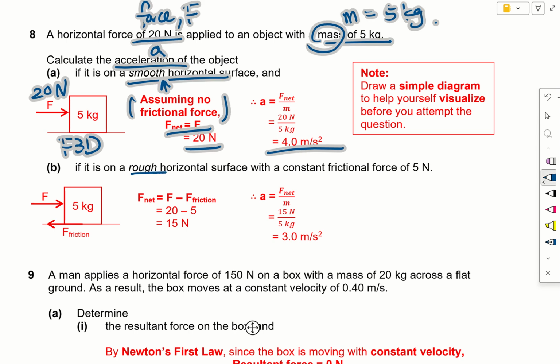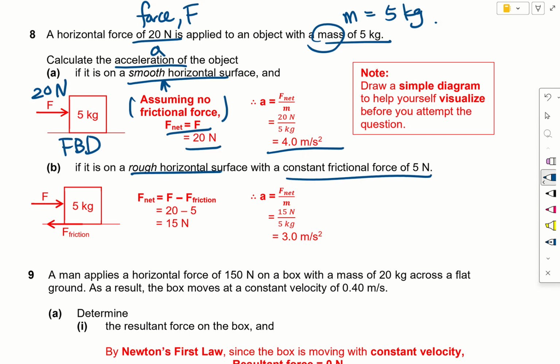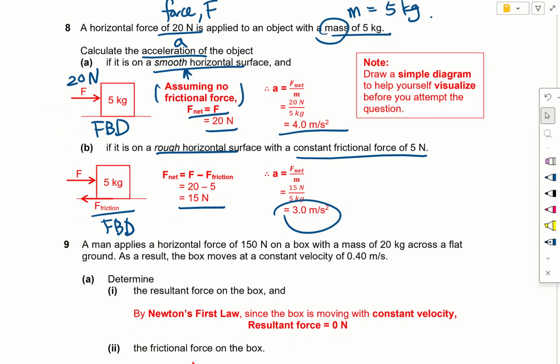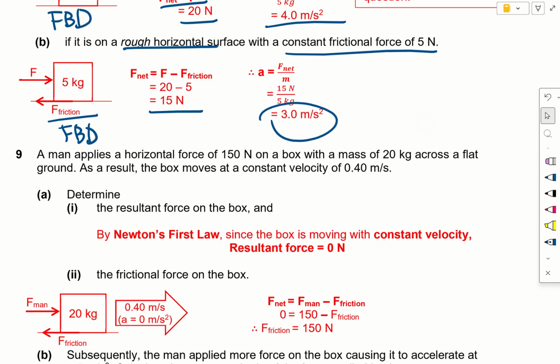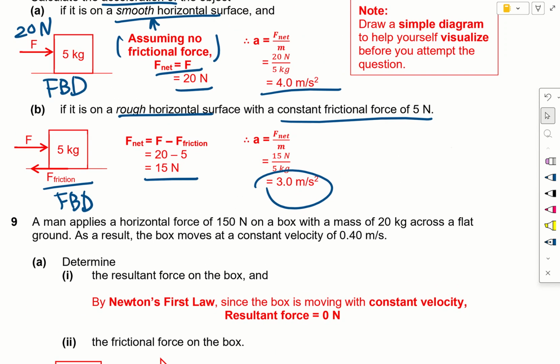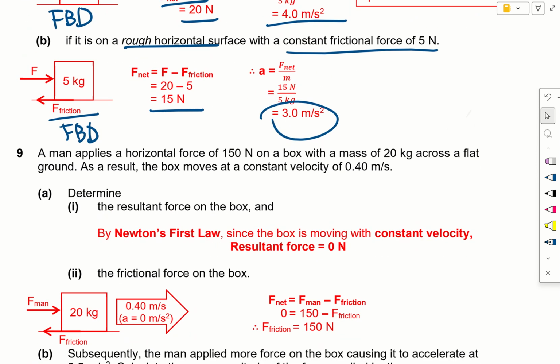Now if it's on a rough horizontal surface and there's a constant frictional force of 5 Newton, again represent it using a free body diagram. Now we have frictional force, so the F net will be the larger force minus the smaller force. So it's 20 Newton minus 5 Newton, we get 15 Newton. Again, you apply your F net equals ma, you should get 3 meter per second square. So always draw your free body diagram, always identify what values are given.